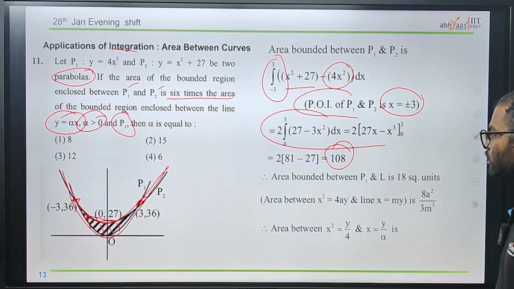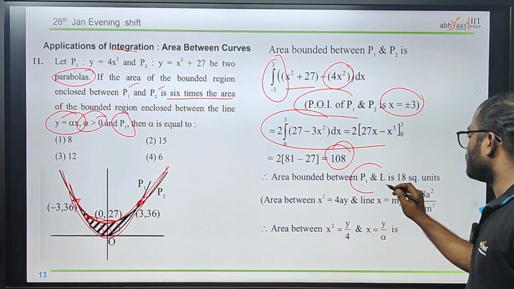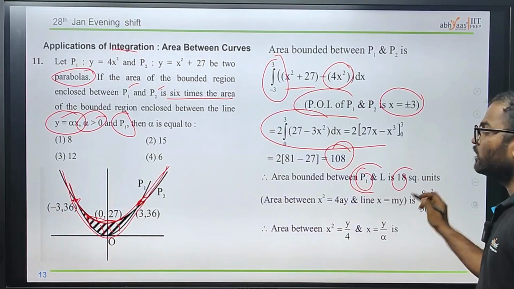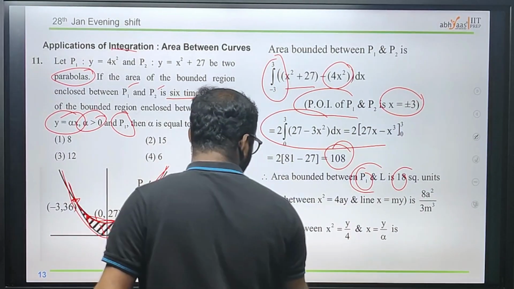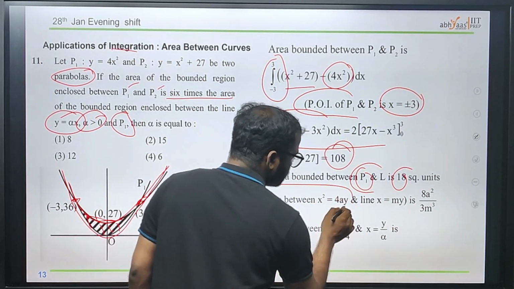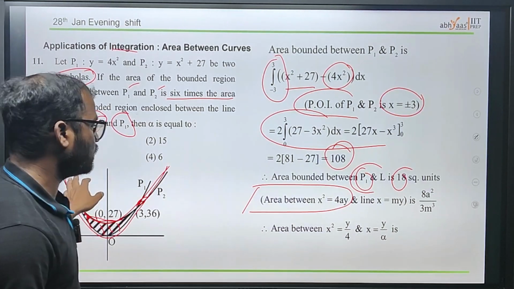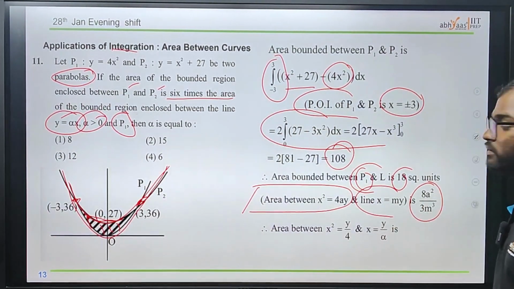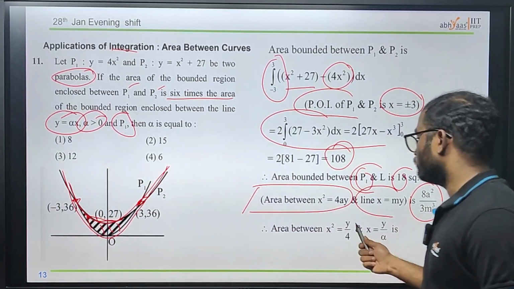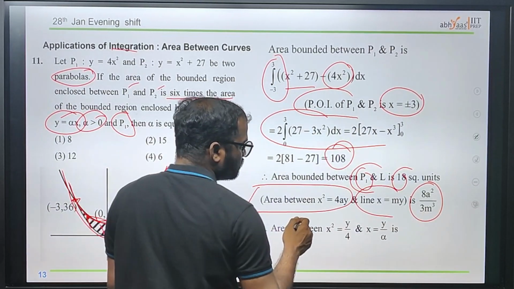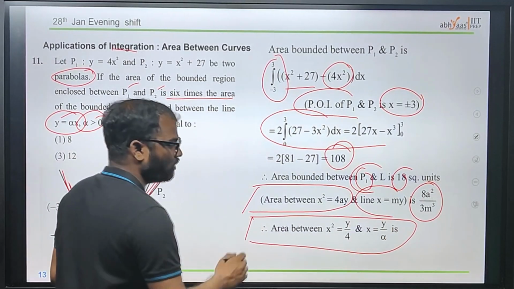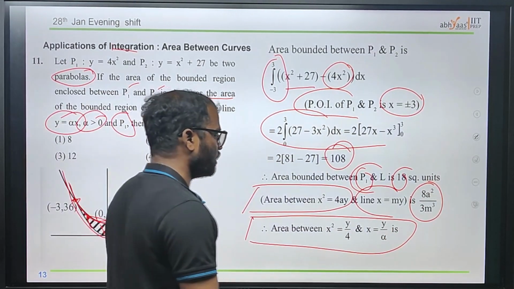The area between P1 and L is 18 square units, which is the area between x square equal to 4ay and the line x equal to my, which is 8a square by 3m cube. Now by using this we find the area between x square equal to y by 4 and x equal to y by alpha.